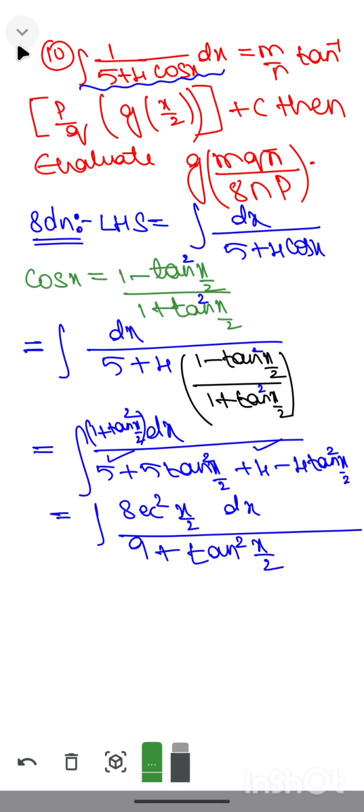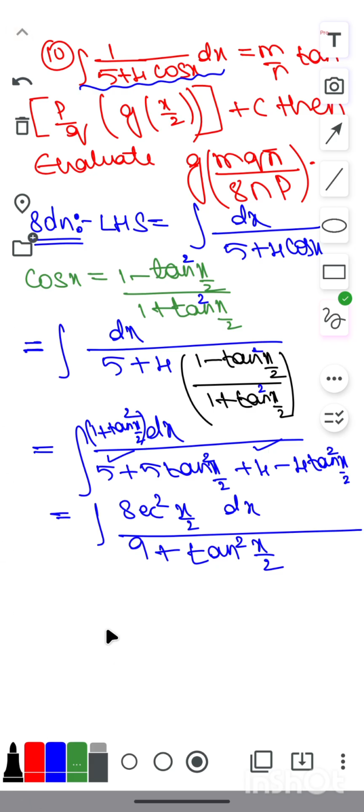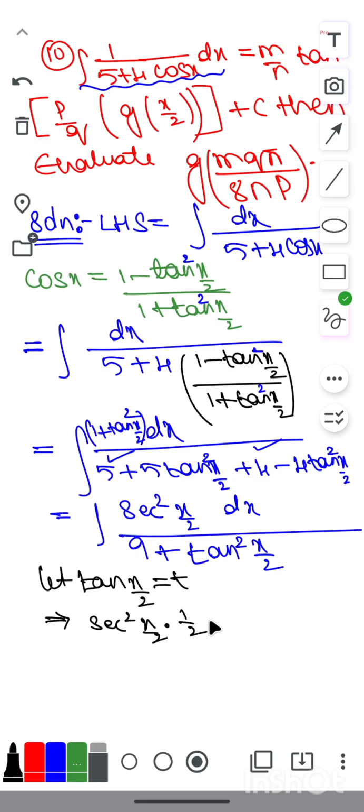In the next step, we should use the method of substitution to find the solution of the given problem. That is, let tan x by 2 be equal to t. What is the differentiation? Differentiate LHS with respect to x, RHS with respect to t. So, the differentiation of tan x by 2 is secant square x by 2 into the differentiation of x by 2, which is 1 by 2, into dx, is equal to dt.